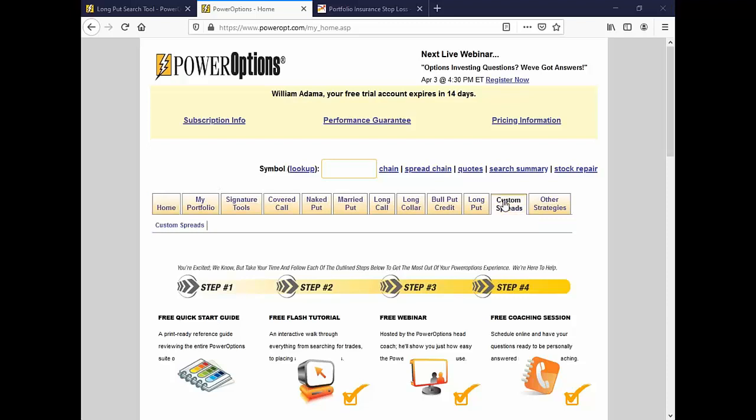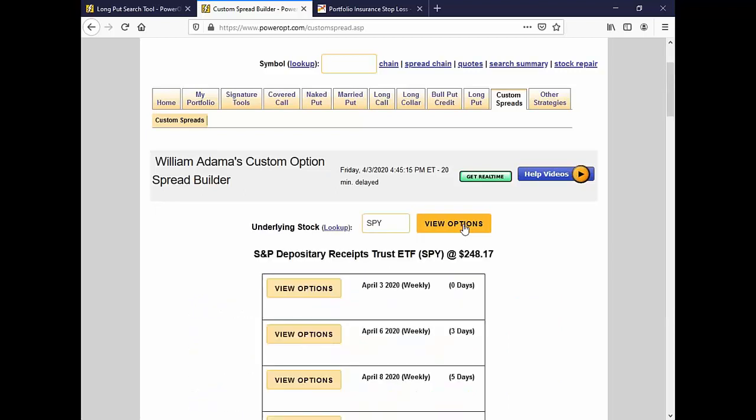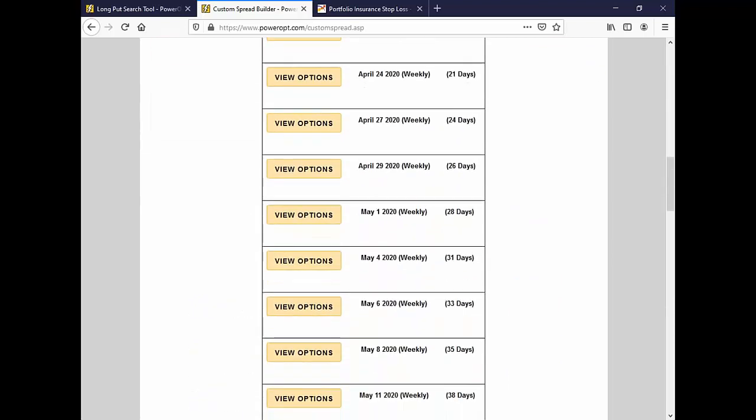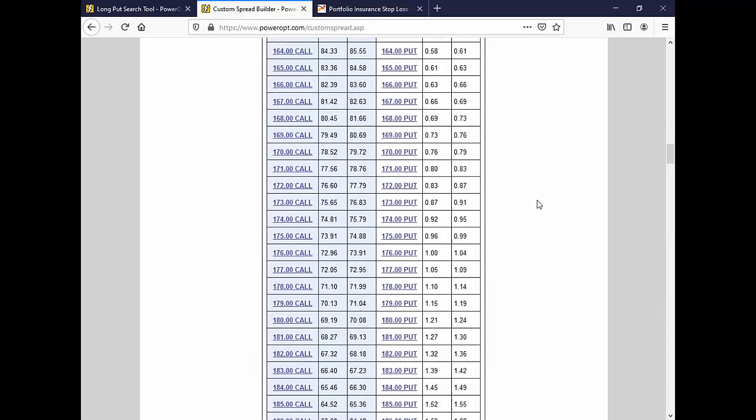Okay, so let's just go to the custom spread tool. In the video, I used SPY, Dana, so I'm going to stick with SPY here. We're also going to go to May 15th because that's the same example I used in the video that was posted today. So we'll use the May 15th expiration date. Now, let's take just a ratio put.